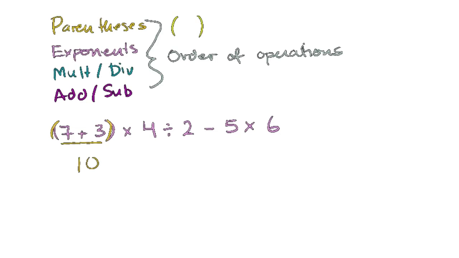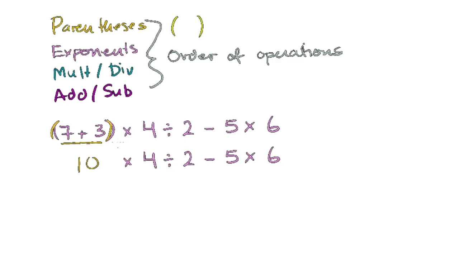times all of that. Let me copy and paste that so I don't have to keep rewriting it. So let me copy and let me paste it. So that simplifies to 10 times all of that. We did our parentheses first. Then what do? There are no more parentheses in this expression.